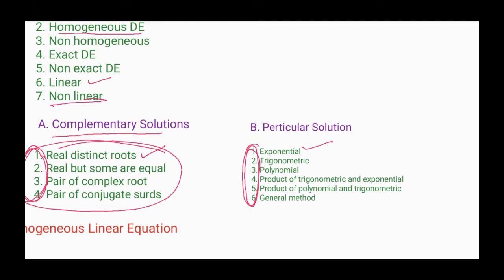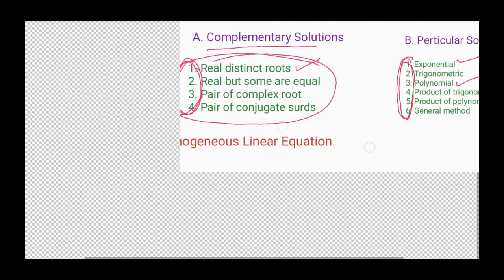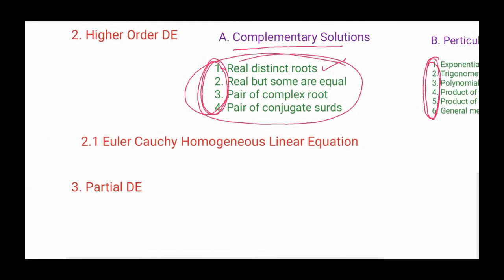For exponential, what will be the particular solution. For polynomial, what will be the solution. For the general method, what will be the solution. And next comes the Euler-Cauchy homogeneous linear equation. This is another type of homogeneous equation. I will tell in the problem itself. And last is the partial differential equation.